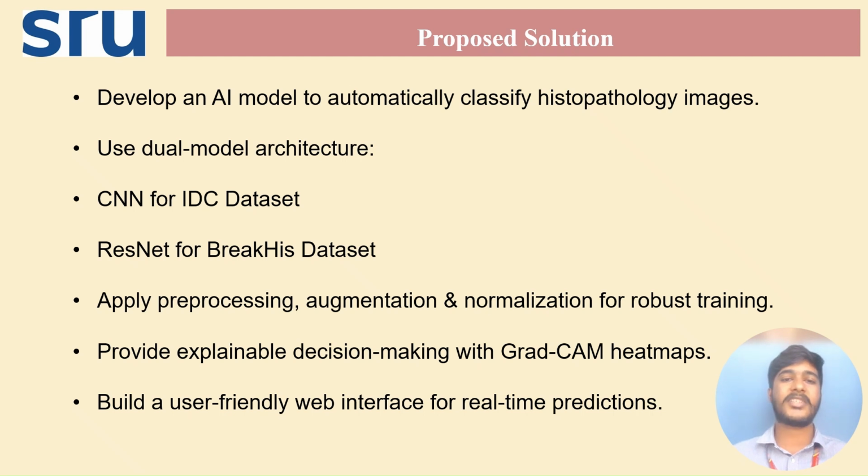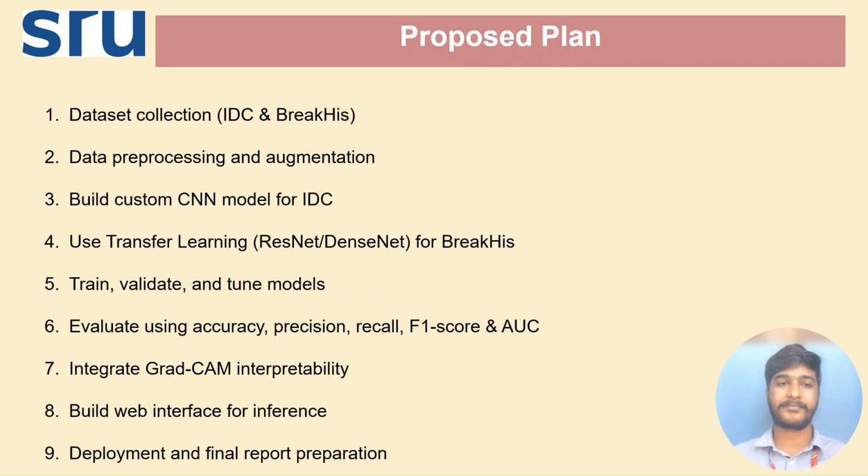Our proposed solution is to build an AI model that can classify breast histopathology images automatically. We use two model architectures. A. A CNN model for IDC binary classification. B. A ResNet-based model for the BreakHis dataset. The system predicts malignancy and generates Grad-CAM heat maps for interpretability. And we also provide a web interface for real-time inference.